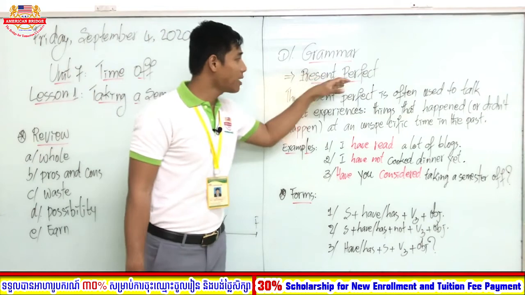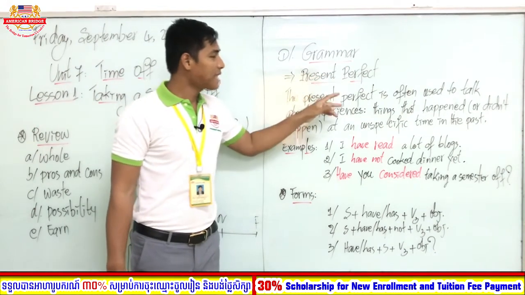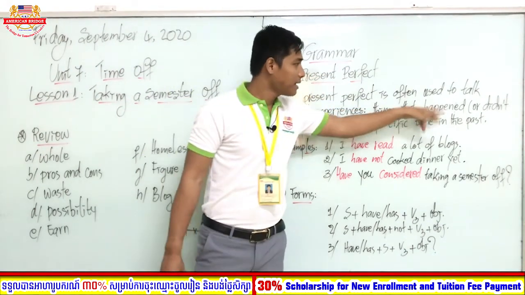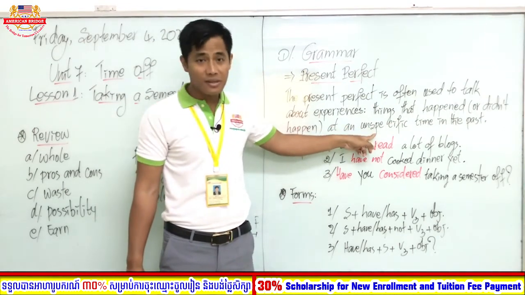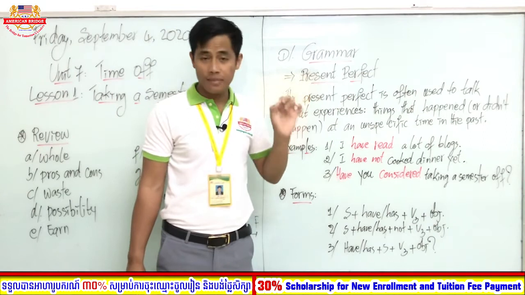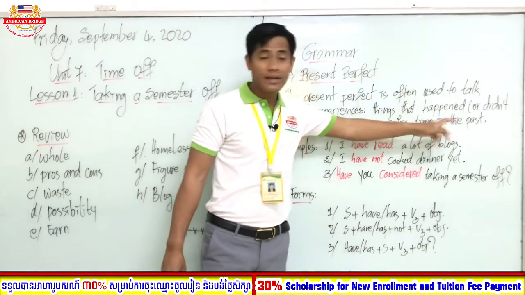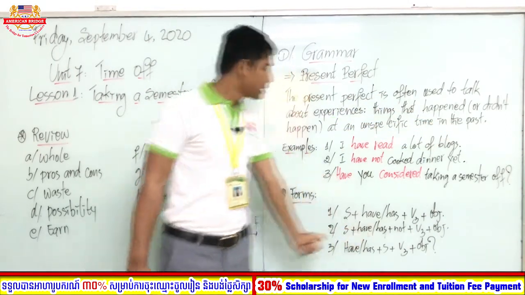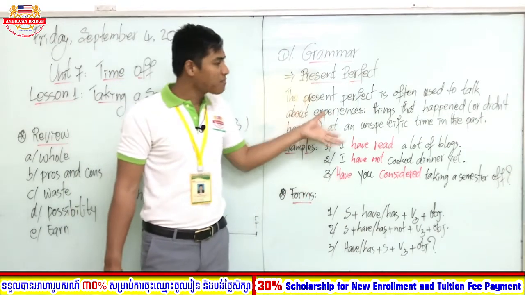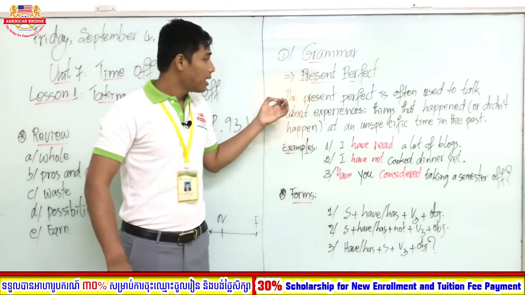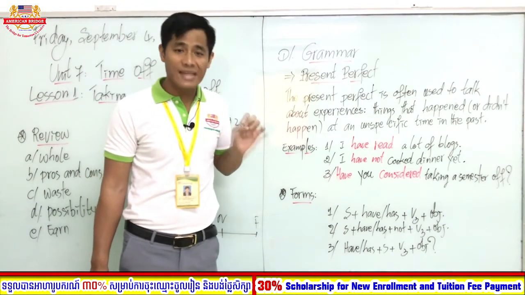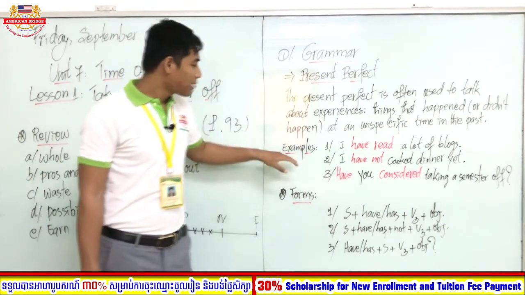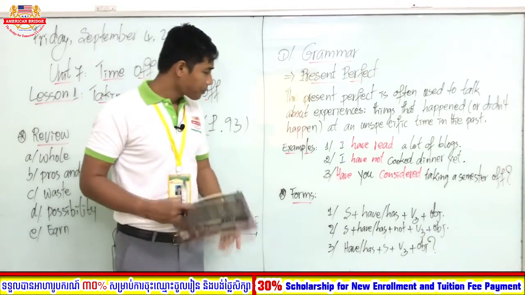But present perfect, we talk about things that happened in the past or didn't happen in the past at an unspecific time. Unspecific means not sure about the time that it happened in the past. We just know that this action happened in the past, but we're not sure about the time when it happened. Okay, so now let's see the examples.